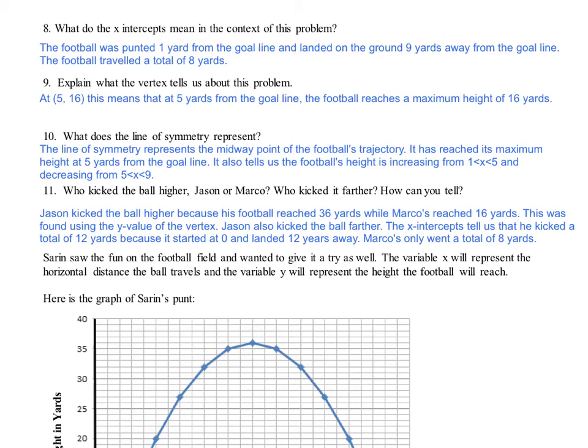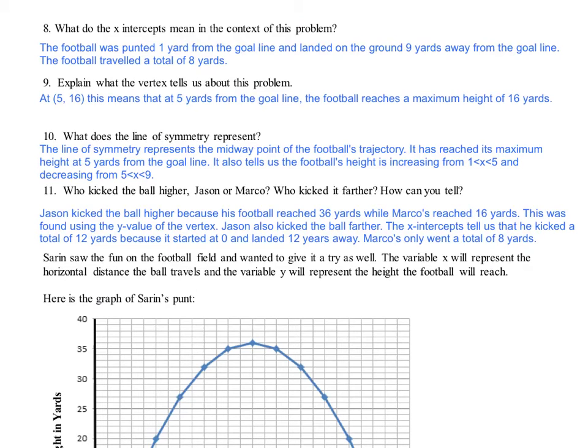The line of symmetry represents the midway point of the football's trajectory, which is the football's path. So it's reached its maximum height at 5 yards from the goal line. So the line of symmetry tells us where the football reaches its maximum height. It also tells us the football's height is increasing from 1 to 5 yards and decreasing from 5 to 9 yards. So who kicked the ball higher, Jason or Marco?